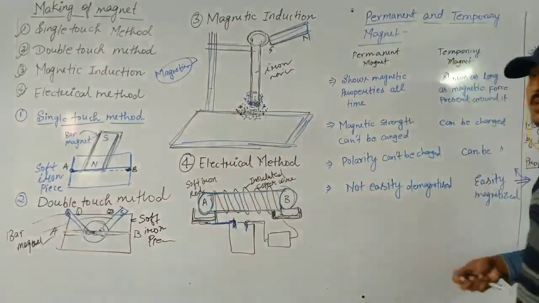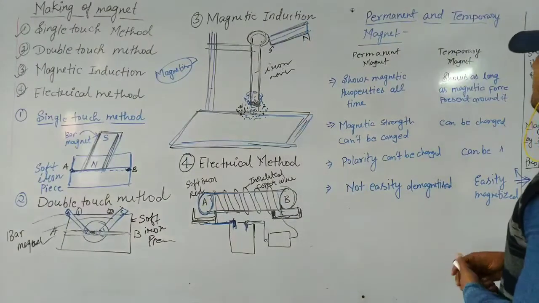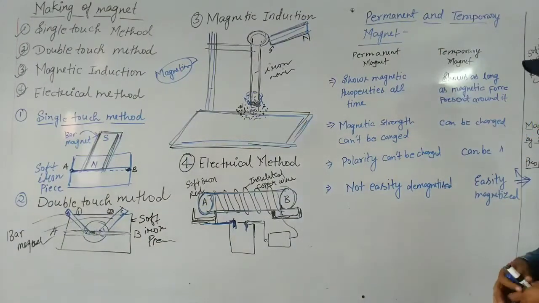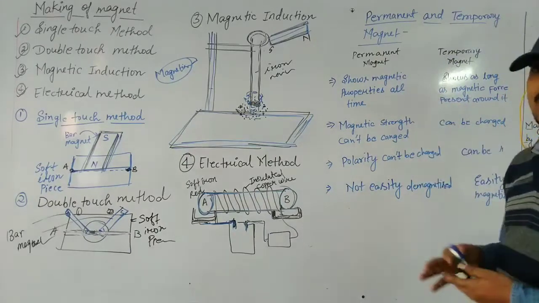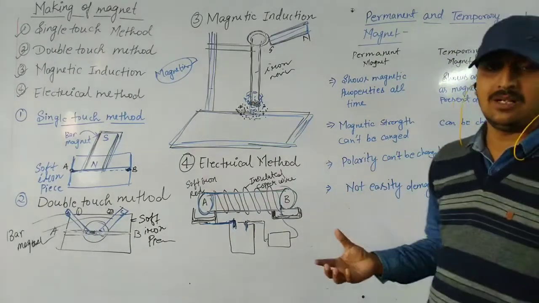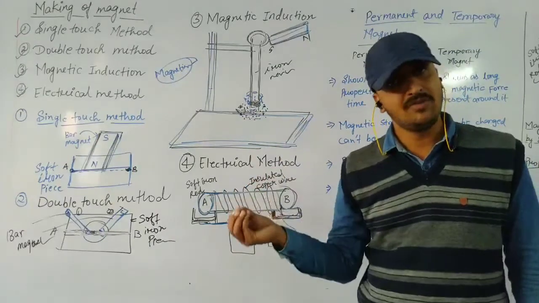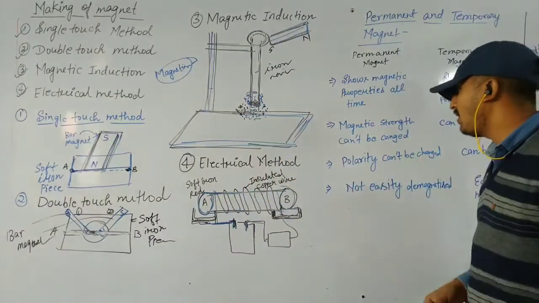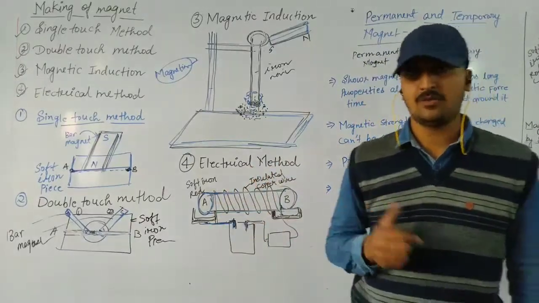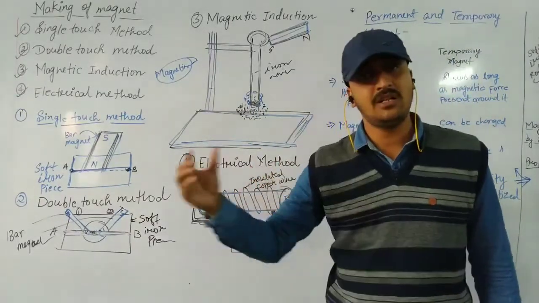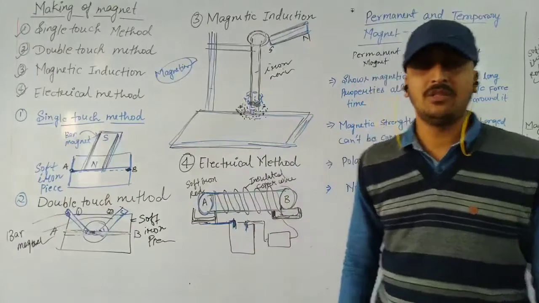Next, what is the difference between a permanent magnet and a temporary magnet? There are some properties of a permanent magnet. It shows the magnetic property all the time. If we have a permanent magnet, we can simply say it always shows the magnetic property. We cannot change the strength of a natural magnet. Whatever strength it has, it will always remain with that magnet.